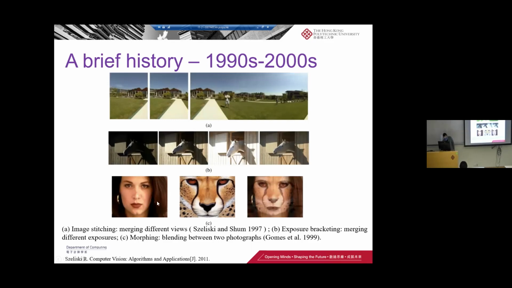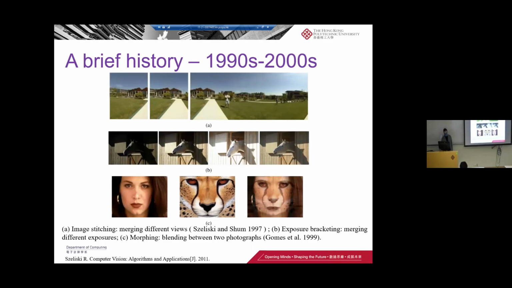And also morphing, trying to combine images, like you see here. There is a woman, and at the same time a tiger, and it gives us something that looks like a tiger woman. So blending them together. This is one of the things that were very popular at that time, before 2000.